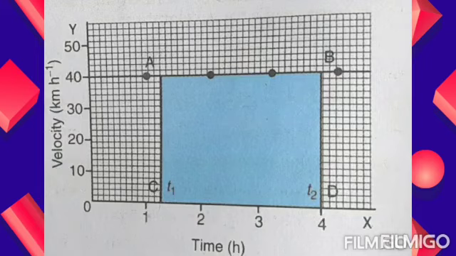Velocity time graph. Look at this graph. Time is taken as the x-axis and velocity is taken as the y-axis. Here time is given as 1, 2, 3, so 1 hour, 2 hours, 3 hours, 4 hours, like that. Then what does velocity mean here? Rate of change of displacement. So displacement is given here as 10, 20, 30, 40, 50, like that.